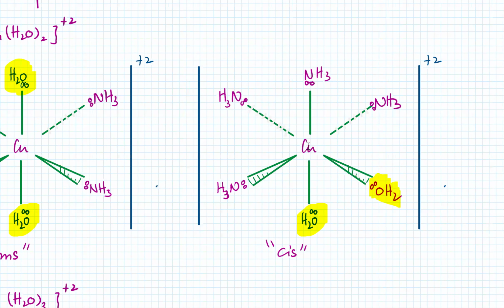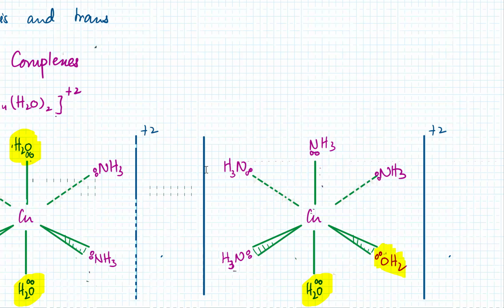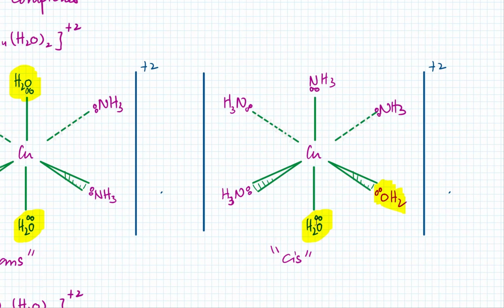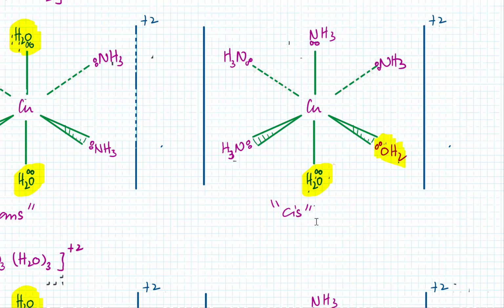The same thing over here. The cis version would be that the water molecules are next to each other. You could be given a rotated version as well. The waters could be next to each other on this side, or on this side, or over here as well, right? So it doesn't really matter as long as they're next to each other. That's going to be the cis version. Okay, is this clear?